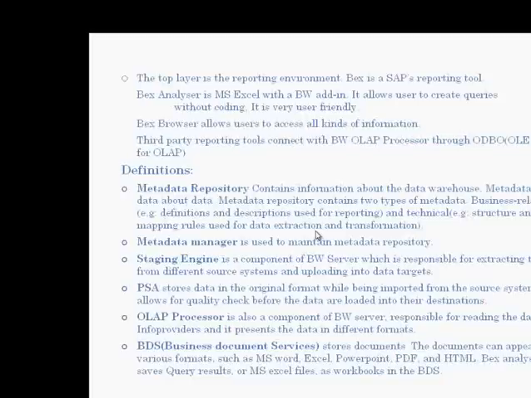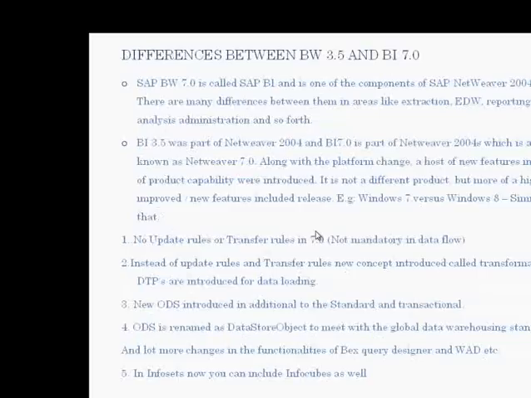So there are 3.5 version and 7.0 version. In 2004 these two versions were released, and in NetWeaver we have these two versions. In NetWeaver 2004 we have the 3.5 version, and in NetWeaver 2004s we have the 7.0 version, which is also called NetWeaver 7.0.